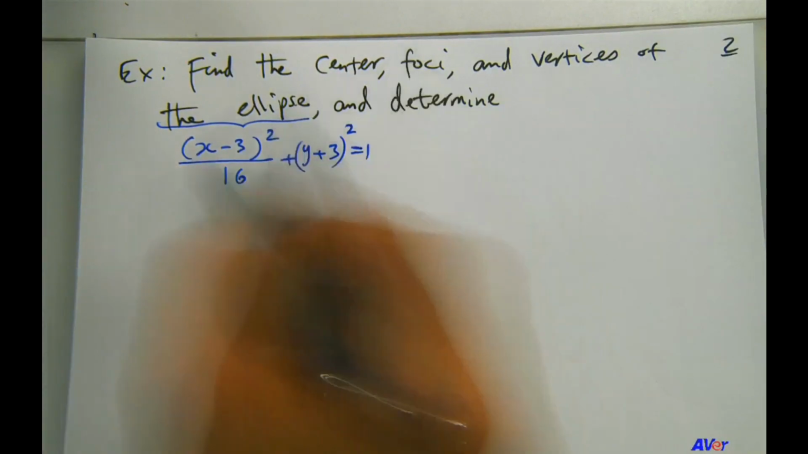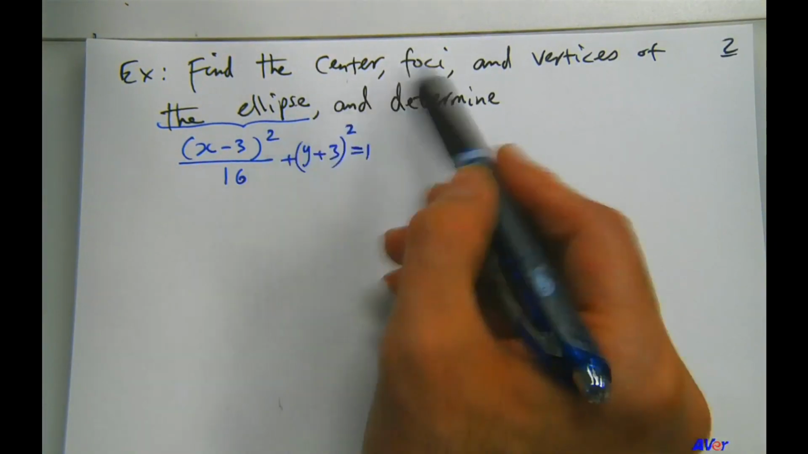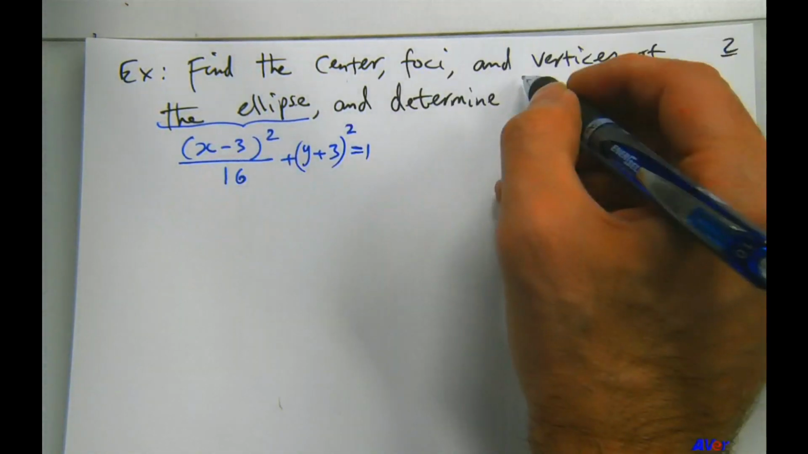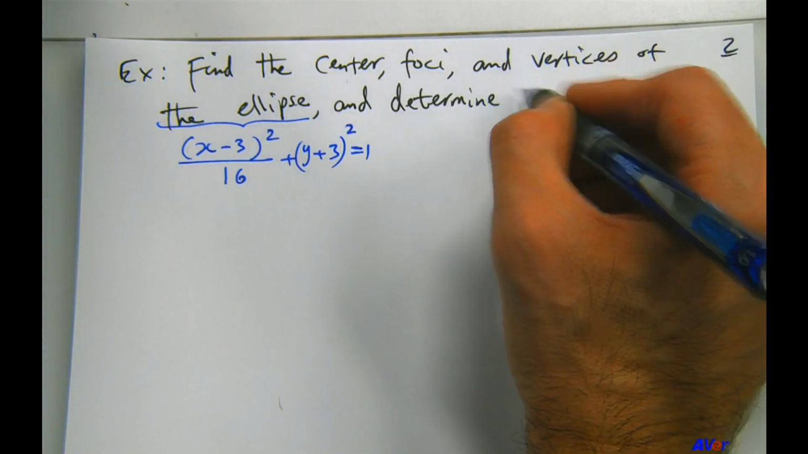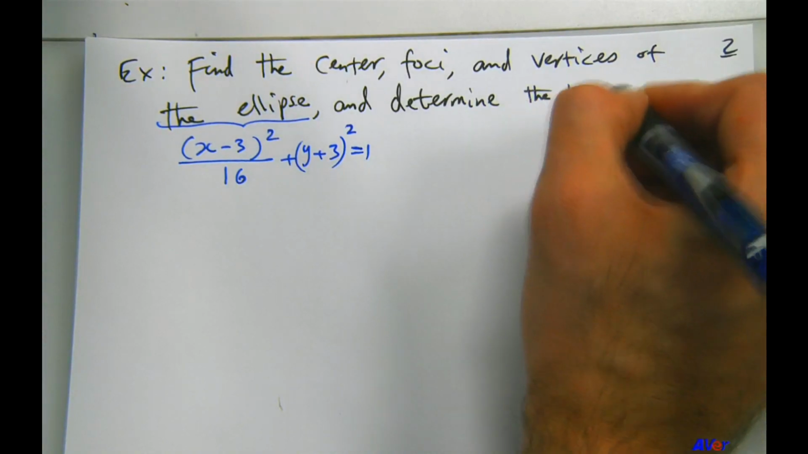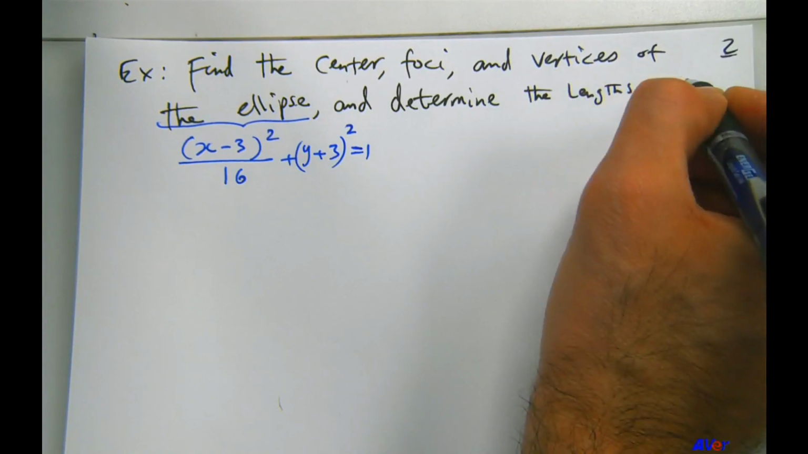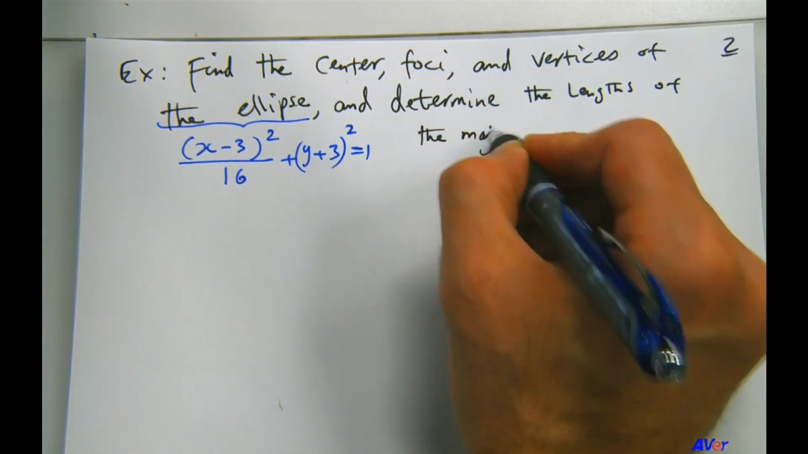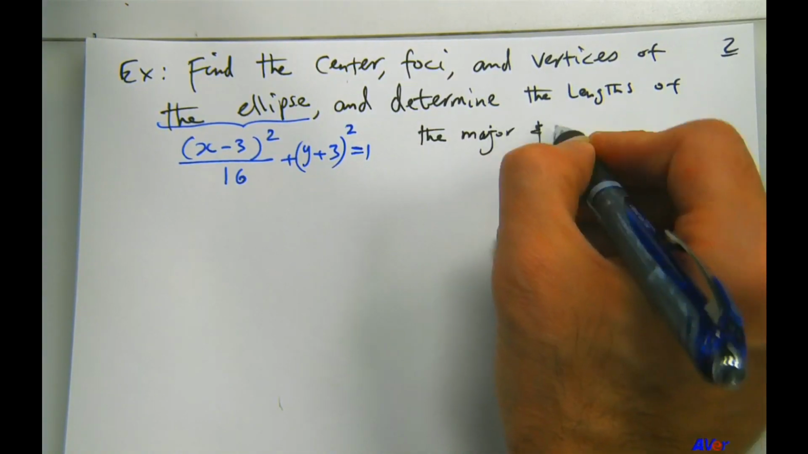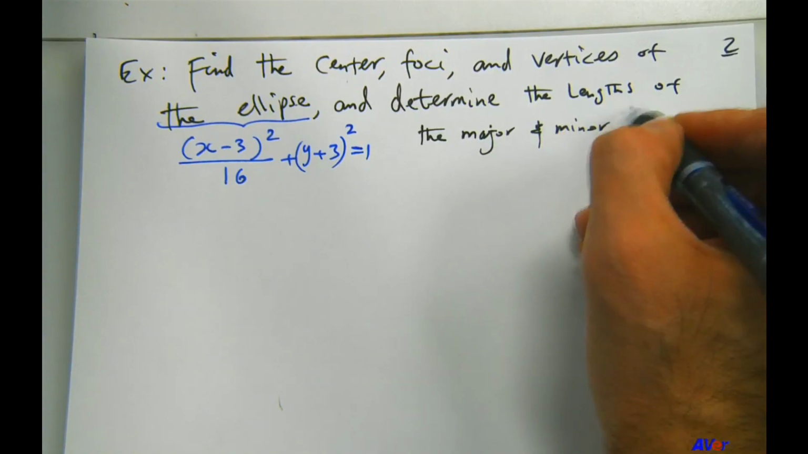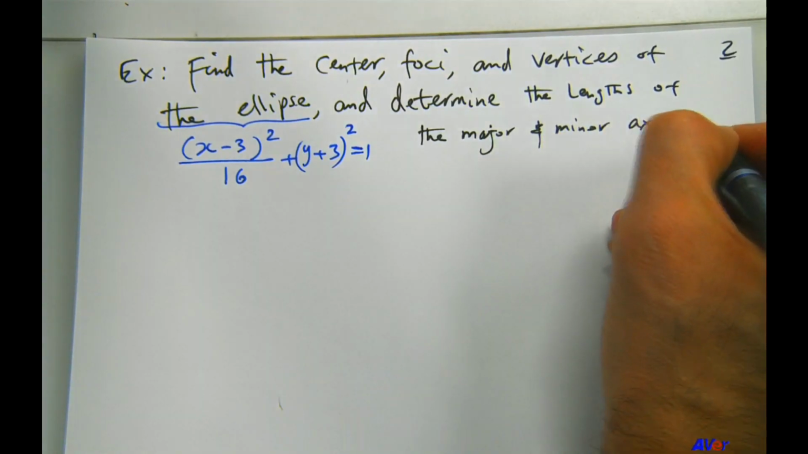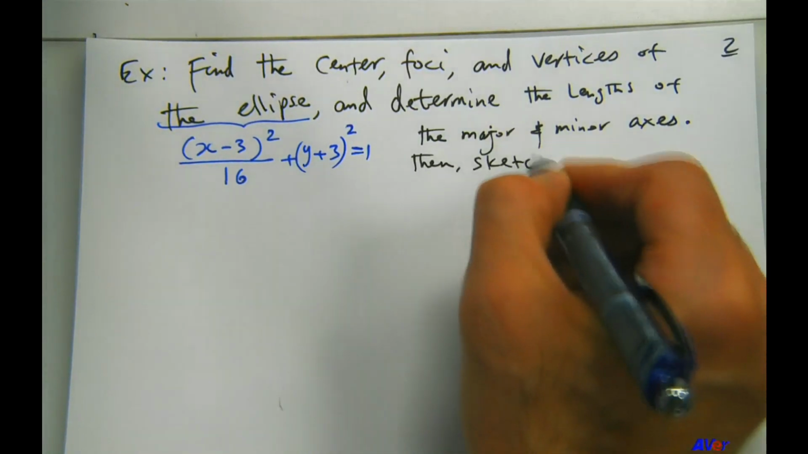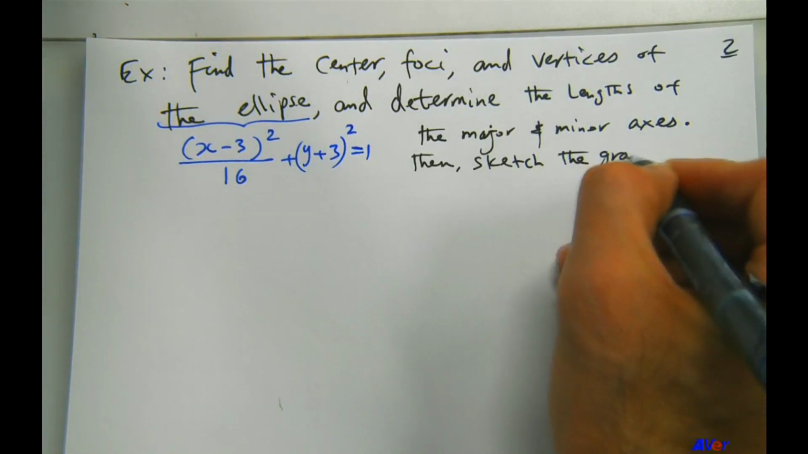And so given this, we want to find the center of this, the foci, or the focal points of this, and the vertices of this ellipse, and determine the lengths of the major and minor axes. Then, of course, they're asking us to sketch the graph.